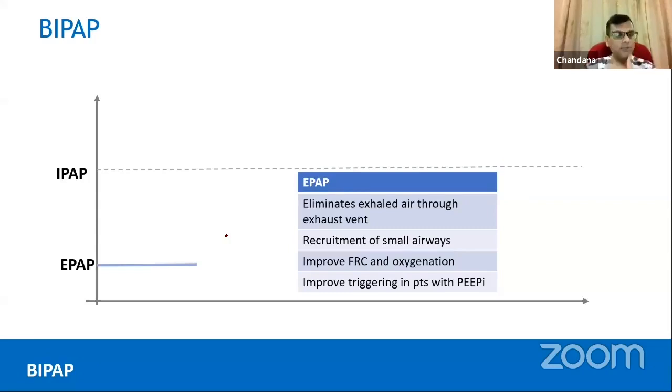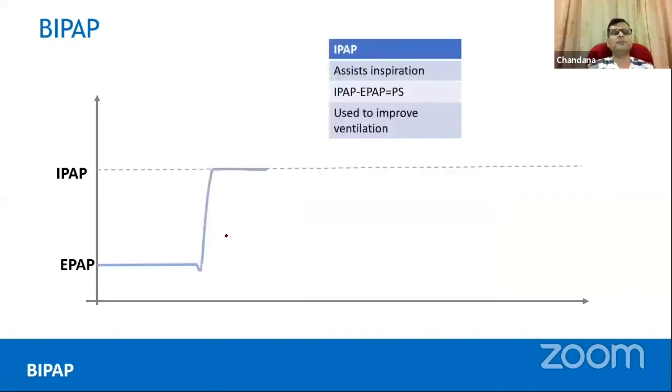There are two main pressures we talk about in BiPAP. One is called expiratory positive airway pressure, EPAP. It's similar to the CPAP we discussed, a positive pressure applied at the baseline. When the patient tries to breathe and the ventilator senses it, it increases the pressure to what we call IPAP, or inspiratory positive airway pressure. This process itself will help the inspiration. So it assists the inspiration.